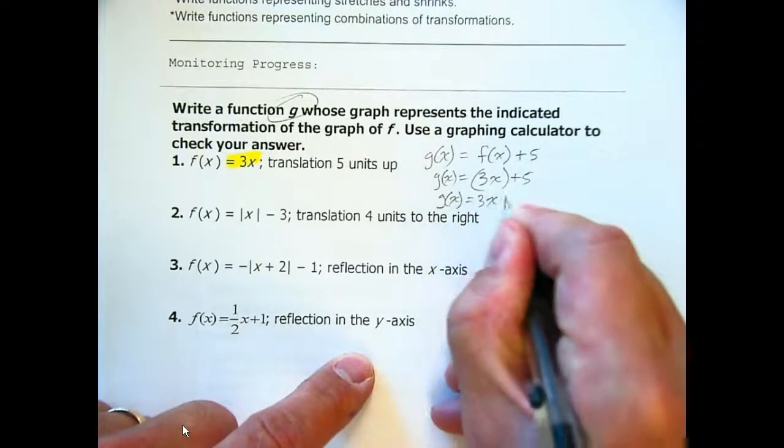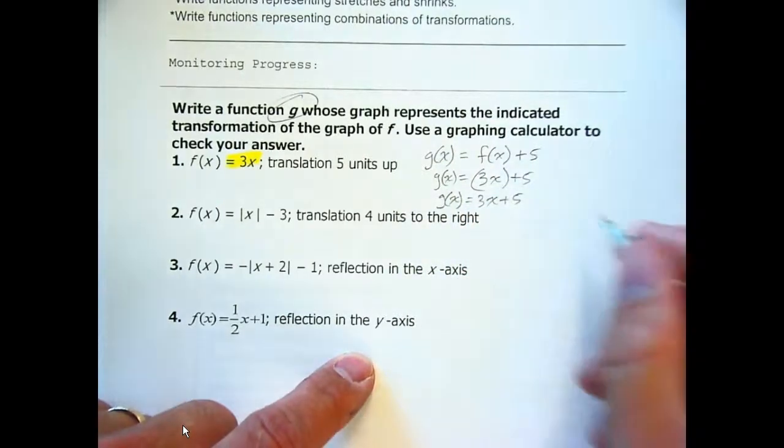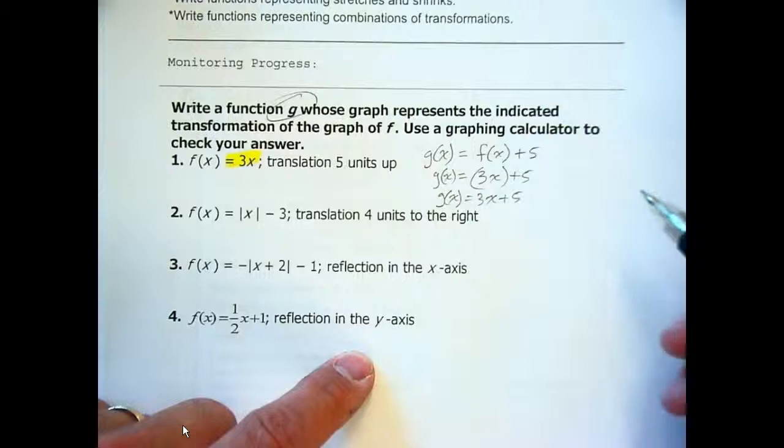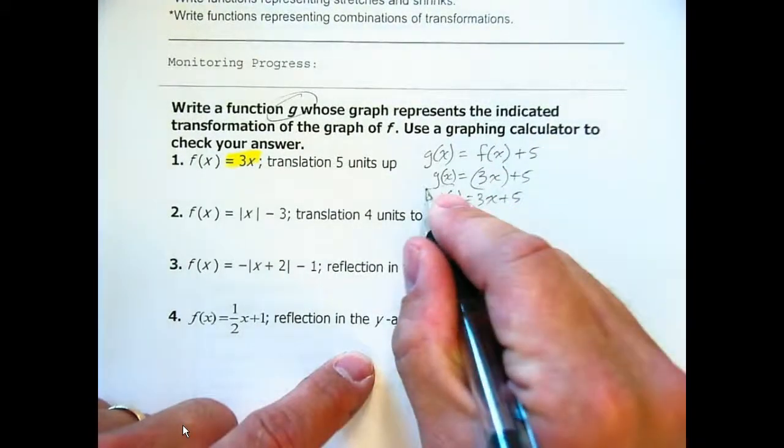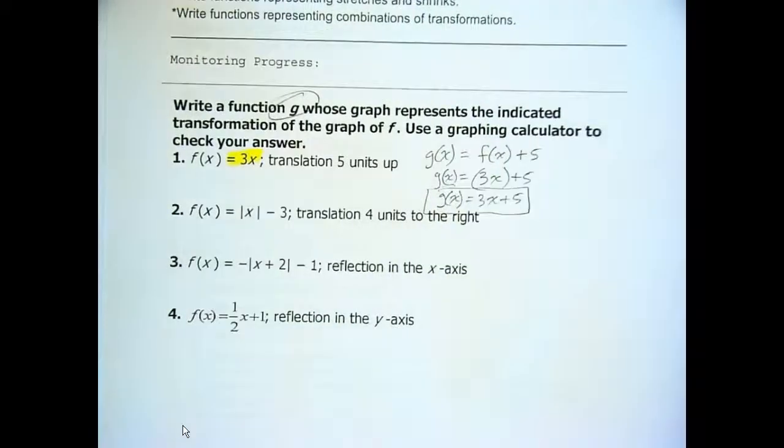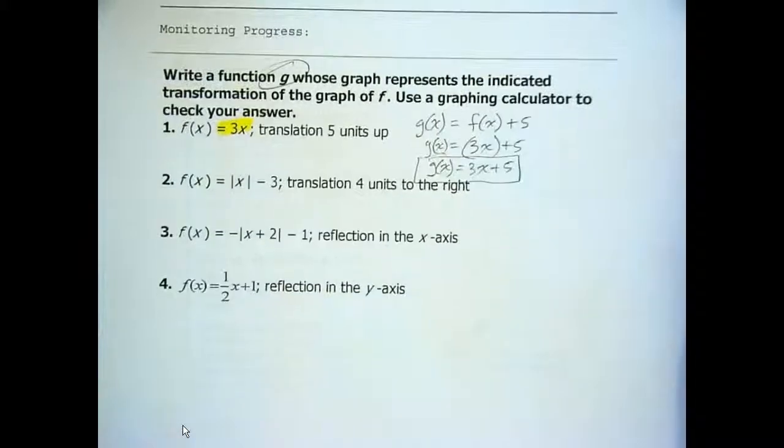Now, many of you said, well, I did that, but I didn't do all this other junk. I just said 3x plus 5, just added 5 at the end. Well, that's fine. I'm trying to teach you a process I'm going to use for when problems get more difficult. Any questions? No? All right.